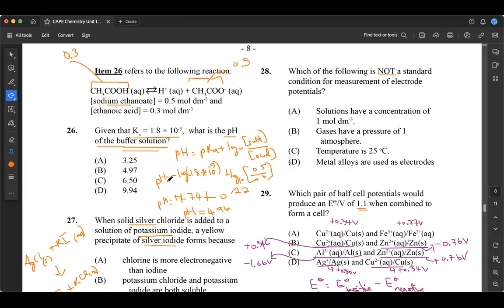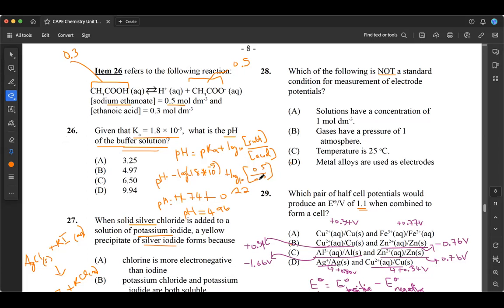So pH now is gonna be equal to the negative log to the base 10 of this 1.8 times 10 to the negative 5, because that's our Ka, and how we find pKa is a negative log of this Ka, so that's here, plus log to the base 10 of the salt concentration, which is 0.5 mole per dm cube, and the acid concentration, which is 0.3 mole per dm cube, right?